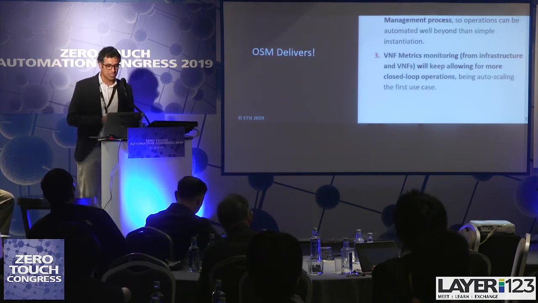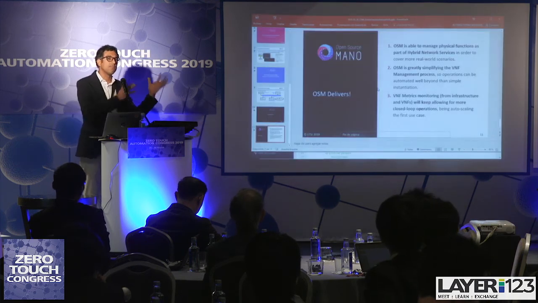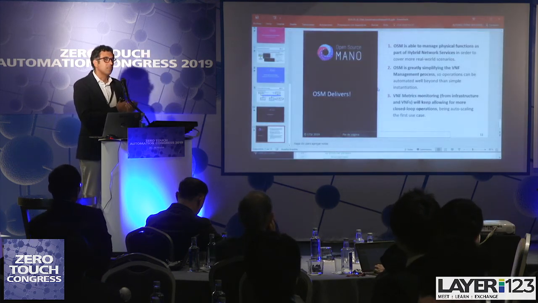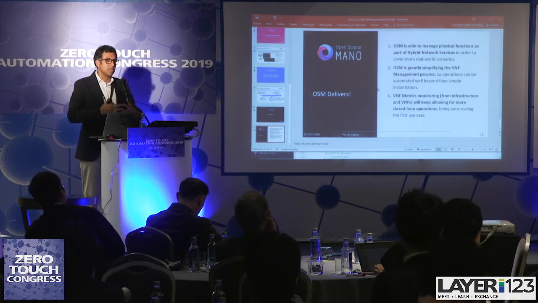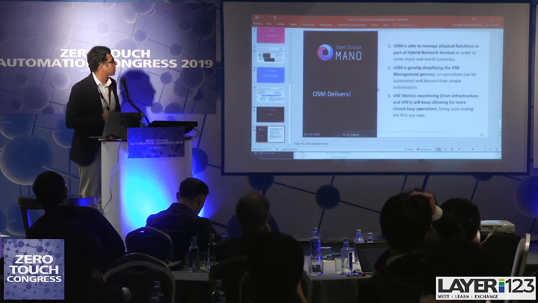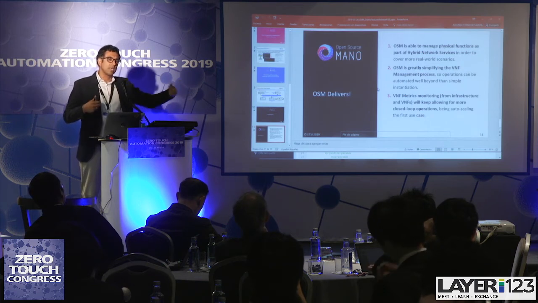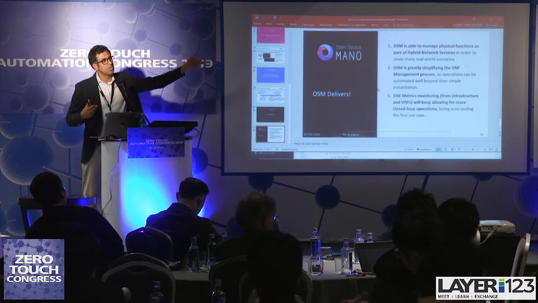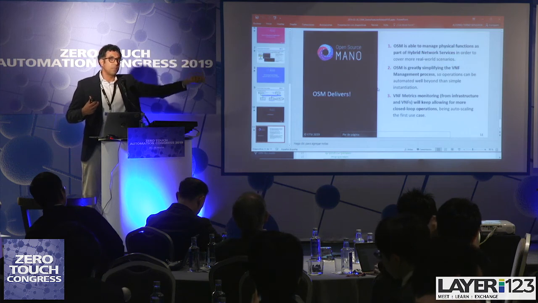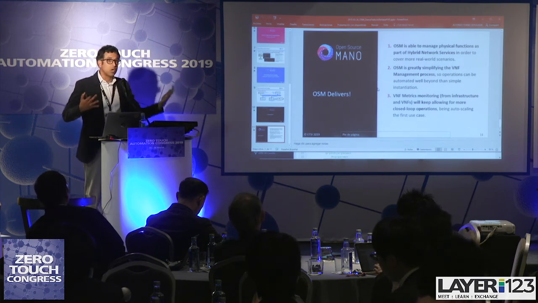The other conclusions are that, first of all, OSM is able to manage both virtual and physical network functions. And this is very convenient because we are working in mixed environments, right? We are not living only in the virtual world. We need to connect things to the real world. So the ability of OSM to orchestrate these automated operations to go and configure physical network functions with configurations that are relevant to the service is a very powerful thing to cover more real world scenarios.